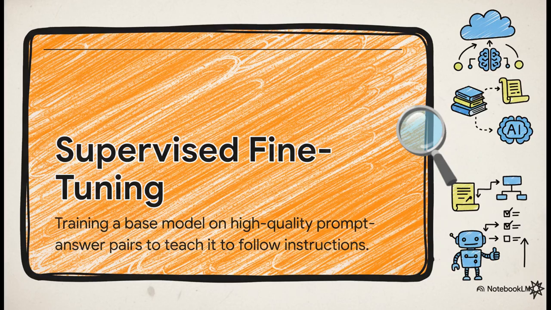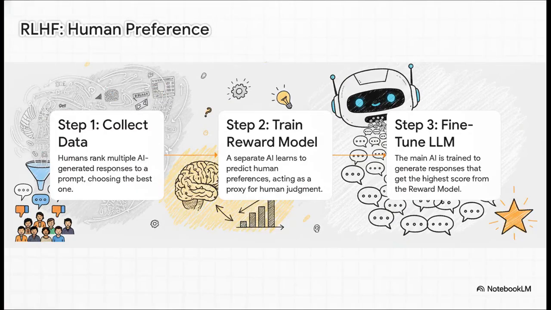You can think of this like giving the model a course in How to Be a Good Assistant 101. We basically show it thousands of high-quality examples of prompts and the perfect answers, teaching it the conversational format that we all expect. But to teach it real nuance, to get it to understand what's not just correct, but also helpful and safe, we use a process called reinforcement learning from human feedback, or RLHF.